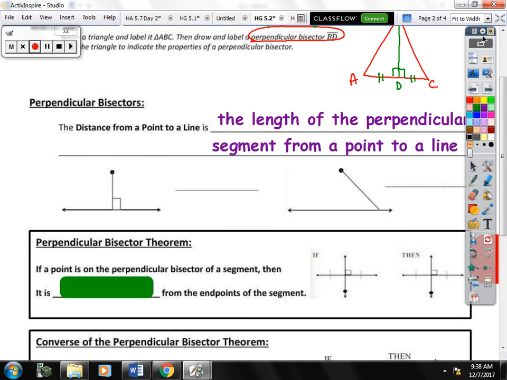Looking at our examples here, yes, this is a perpendicular distance. This is, yes, representing the distance. It's the shortest distance, and that's why it's called the distance. You can notice that this segment is not perpendicular, so this is not representing the distance.